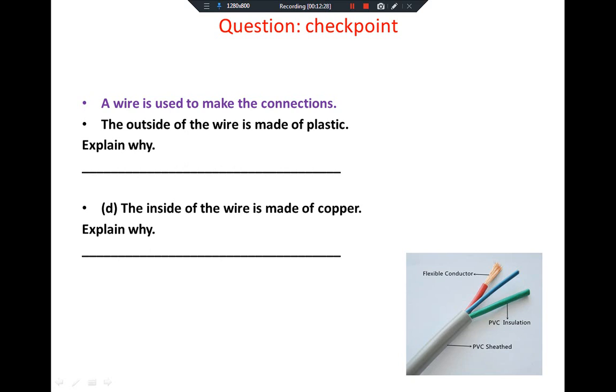The inside of the wire is made of copper. Explain why. Copper is actually one of the most important conductive materials, which means they are conductors. They are sending electricity to our houses or to the place intended. Okay, so these are the reasons behind using plastic and copper in the wires for electricity, or to transfer electricity to our houses.